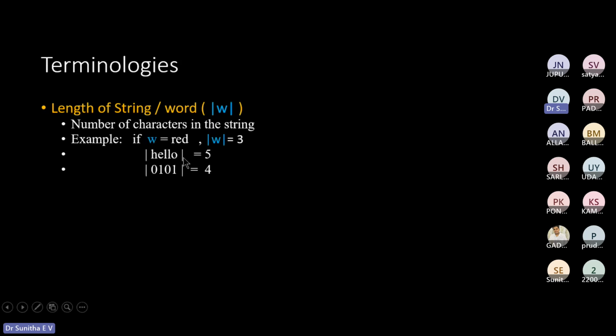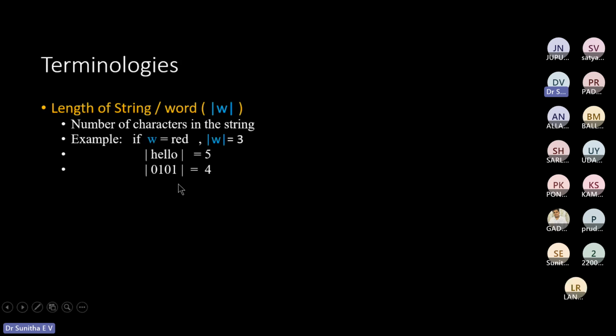So I put 2 lines on both sides of hello, which means the length of the string hello. That is 5, since 5 characters or 5 symbols are there in the string. Then another string I have taken is 0101. First one, second one, third, fourth. So 4 symbols, 4 characters are there in the string. So the length is 4.